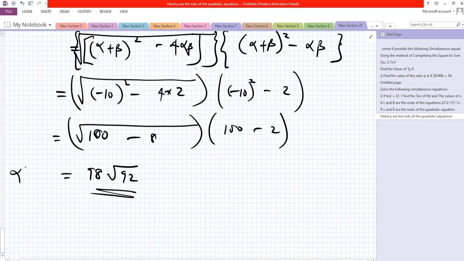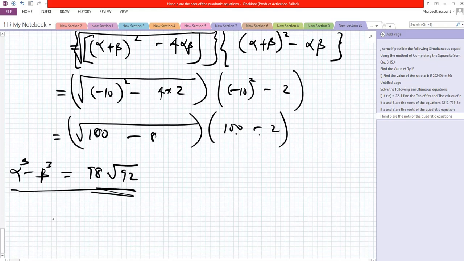This is the cube root of alpha minus cube root of beta expression. This is what it gives. 100 minus 2 will give you 98. Then the square root of 100 minus 8 will give you 92. So that is where we end.